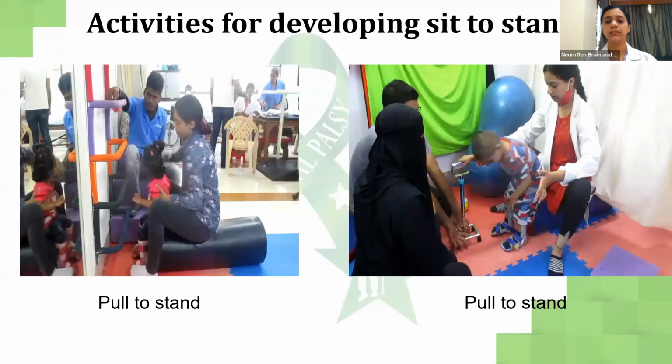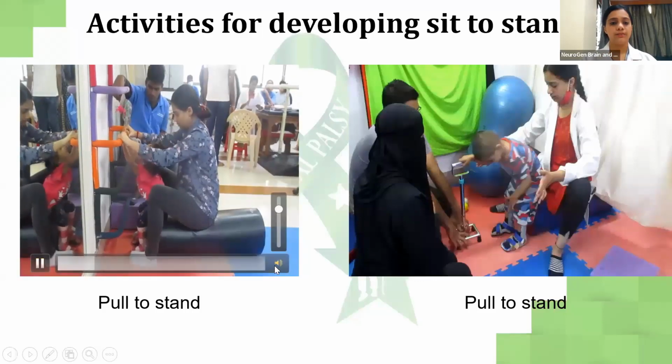So transition by transition, the treatment will differ. So we saw about the trunk, what all can be given and achieved with the trunk. And now it's pull to stand. Once you feel that a child is ready to sit to stand, you need to change the direction of the therapy.